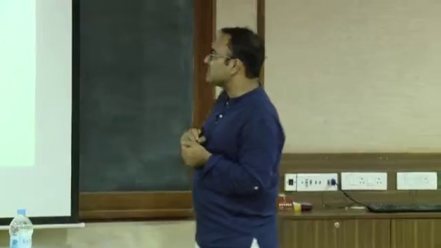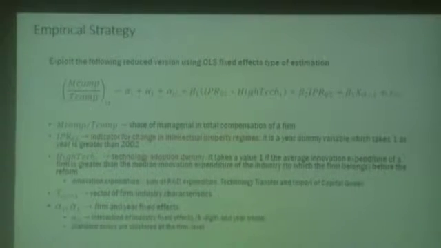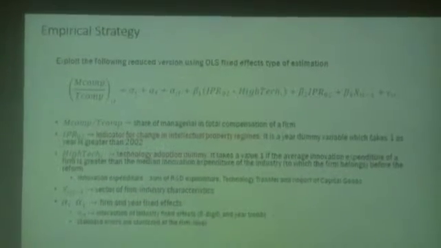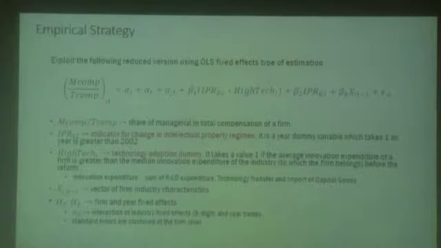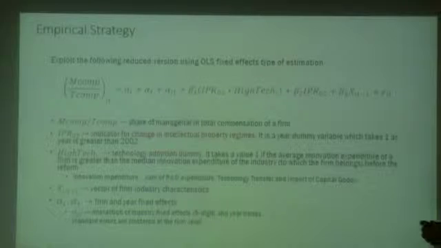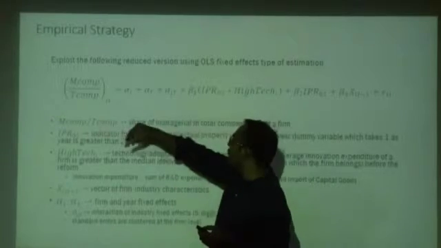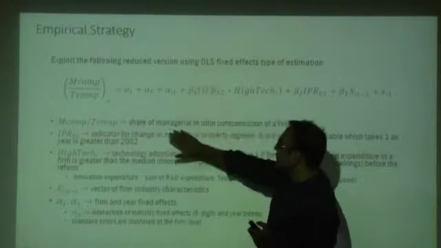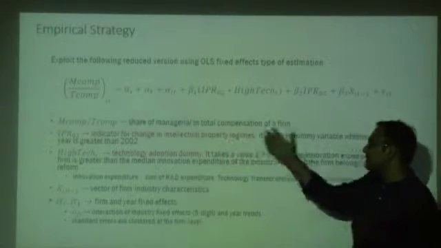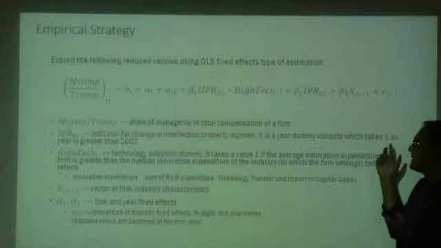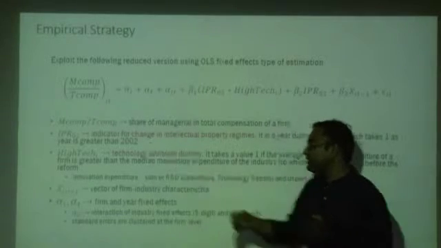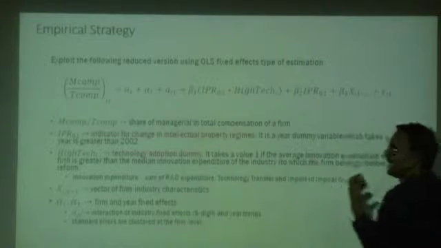Let's come to the empirical strategy. We have a simple OLS fixed effects estimation to understand how this change in the intellectual property regime, in conjunction with technology adoption, affects managerial compensation of the firm. The outcome is managerial compensation divided by total compensation of firm i at time t. This is the set of fixed effects. IPR02 is an indicator for the intellectual property regime: a year dummy which takes a value of 1 if the year is greater than 2002. And high tech is a technology adoption dummy.